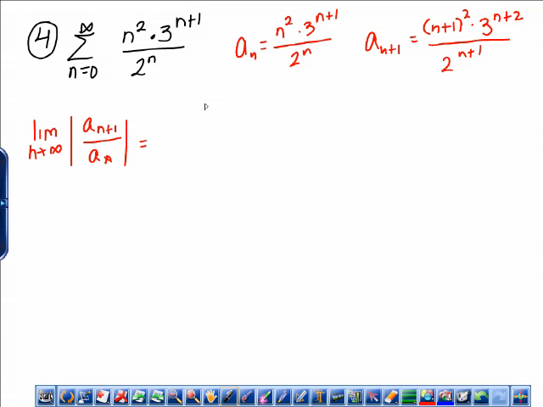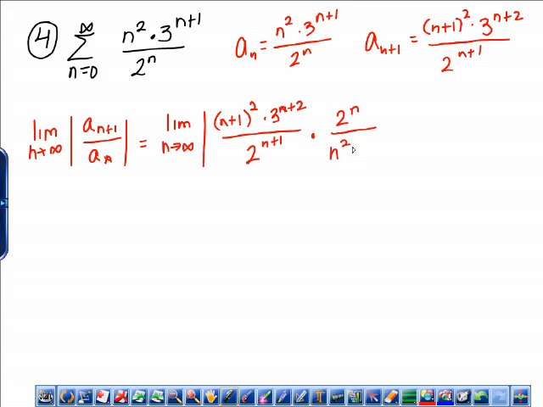Okay, so I'm going to go straight into the division by multiplying by the reciprocal. And I think this is fine for you to do. So we're going to write the n plus 1 term. That's going to be n plus 1 squared times 3 to the n plus 2 over 2 to the n plus 1 power. And I'm dividing by this one, so I'm going to multiply by the reciprocal. Now this is the setup.